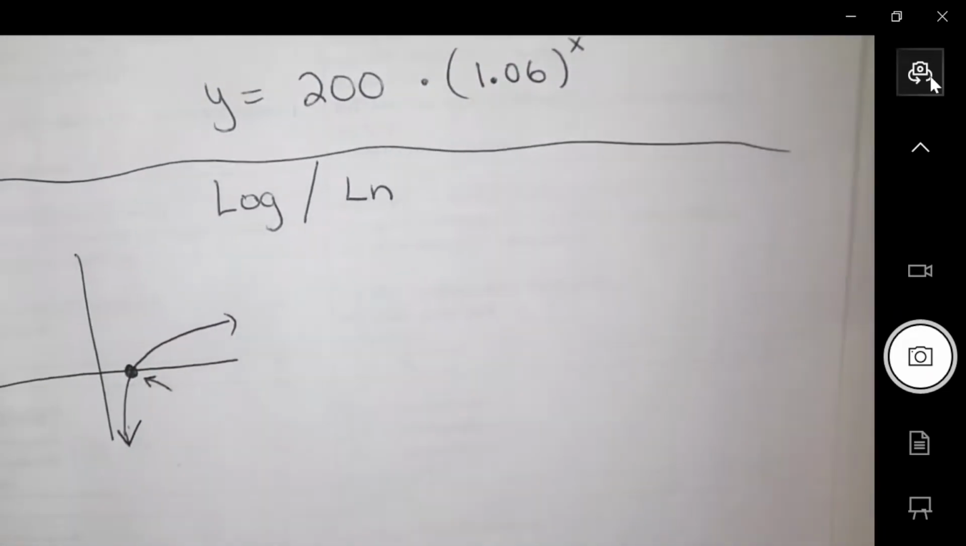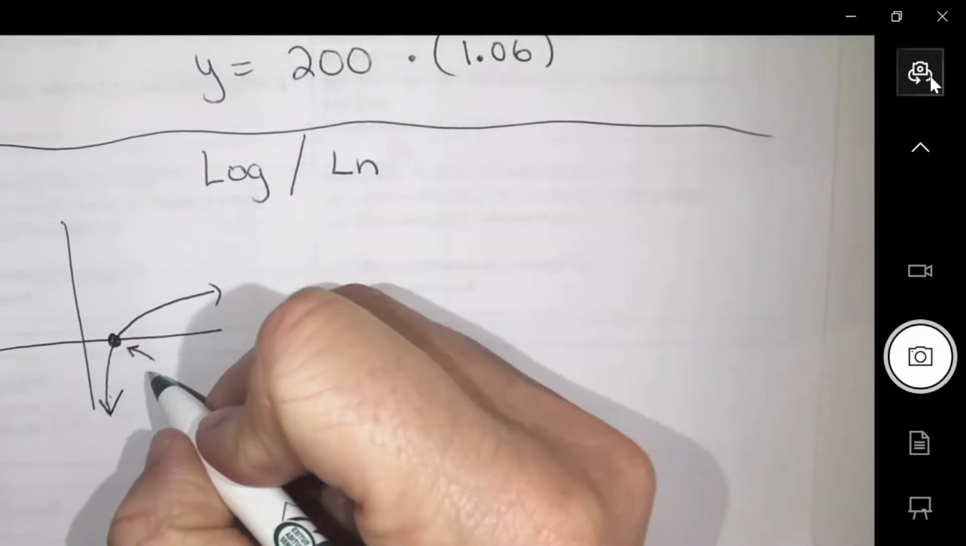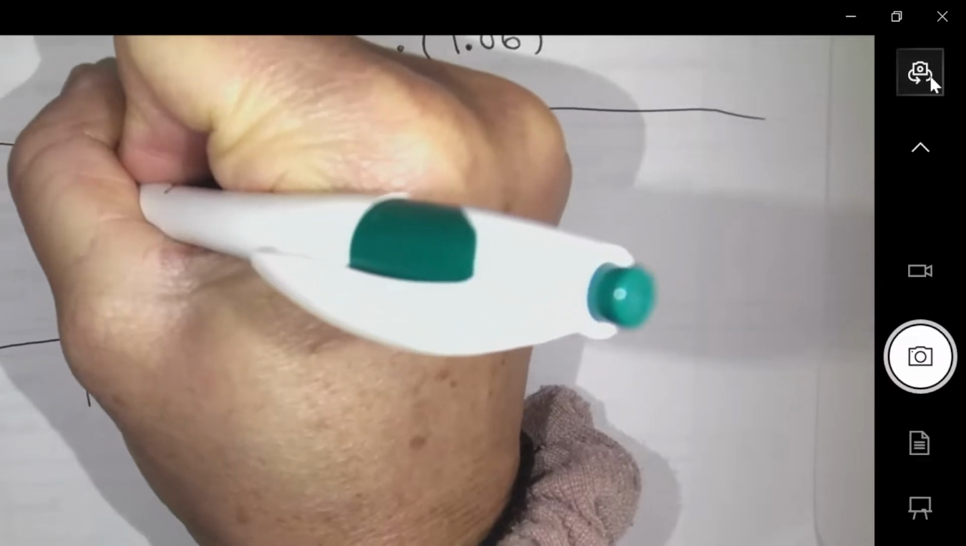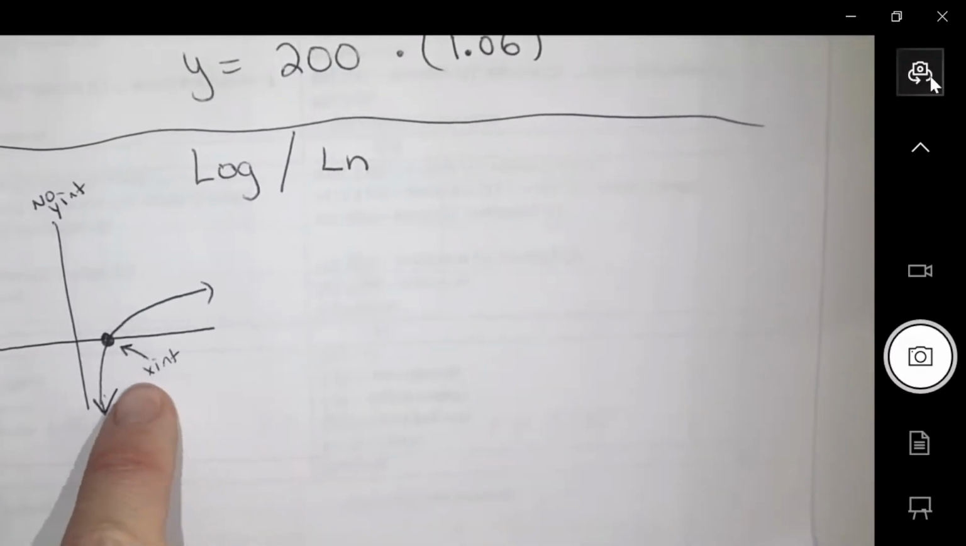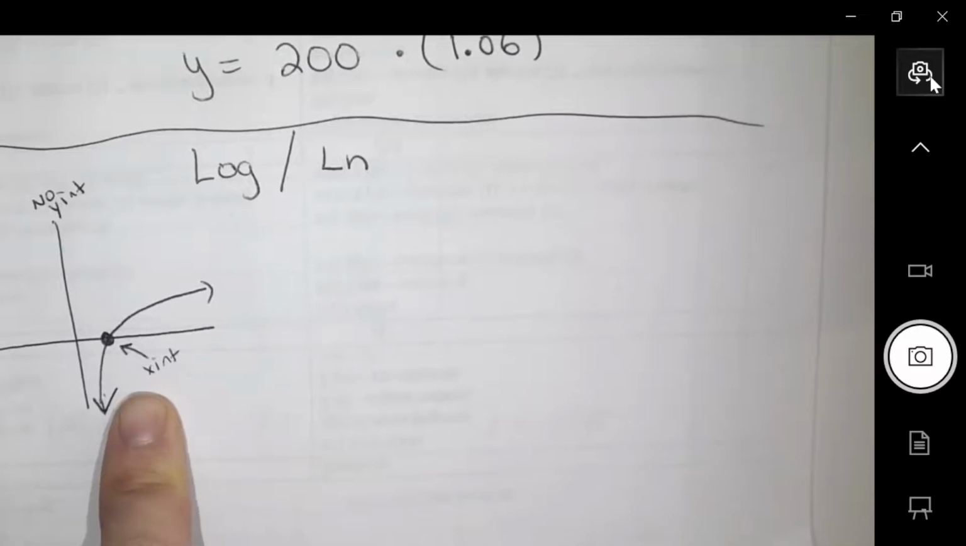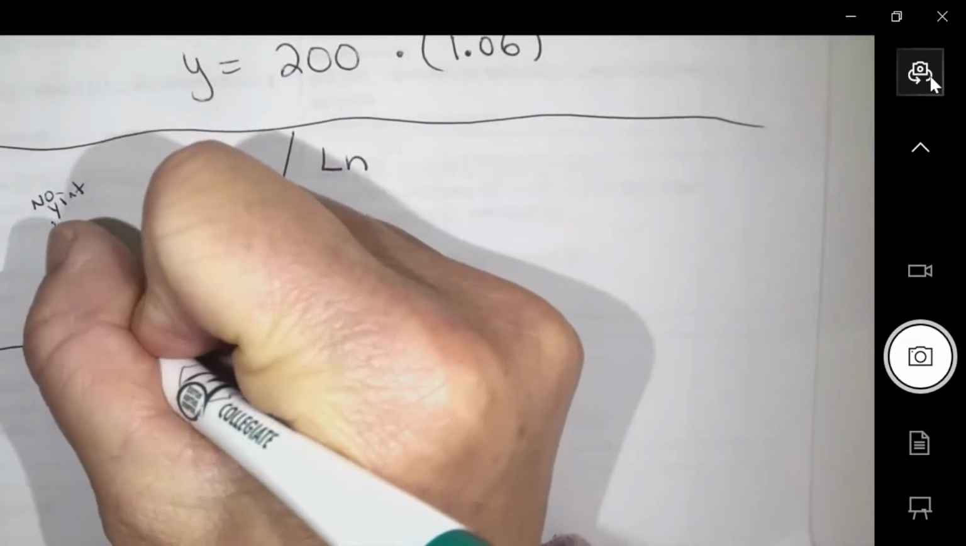And what's going on with this one? It has an x-intercept, but it won't have a y-intercept. So they flip-flop. And what is this x-intercept, what should it be at? What's the value? At 1.